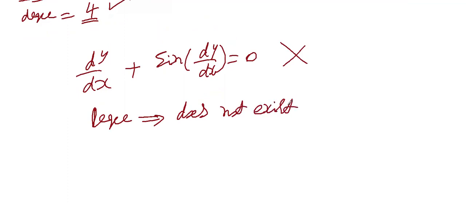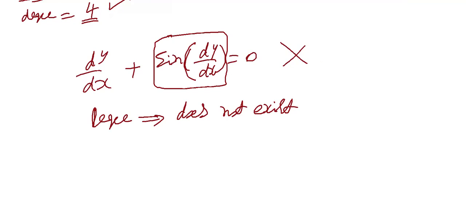Why, sir? What do you mean by polynomial in derivative? I will tell you. Degree does not exist, right? Why does degree not exist here? Because of this sine function. Within the sine function you have dy by dx. So because of this I can say that this is not a polynomial in derivative.